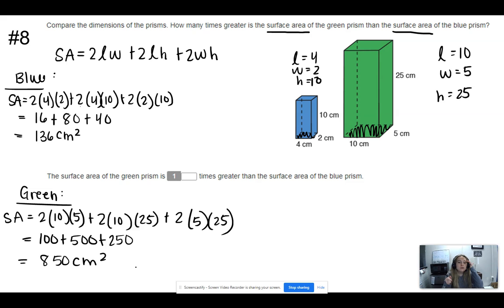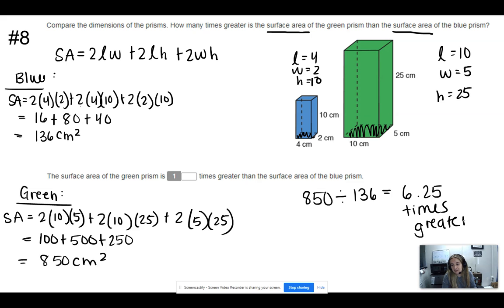So now it wants to know how many times bigger the green prism is. To get this, I'm going to divide 850 by 136, because that's going to tell me how many times bigger it is than the blue prism. So my final step is to do 850 divided by 136, and I get that that is 6.25 times greater.